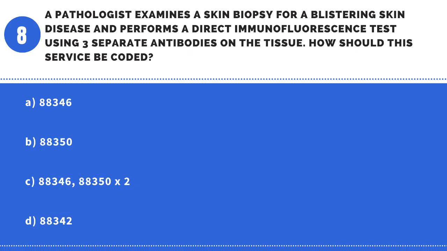Question 8. A pathologist examines a skin biopsy for a blistering skin disease and performs a direct immunofluorescence test using 3 separate antibodies on the tissue. How should this service be coded? A. 88346. B. 88350. C. 88346, 88350x2. D. 88342.